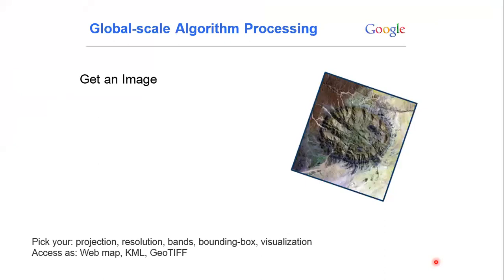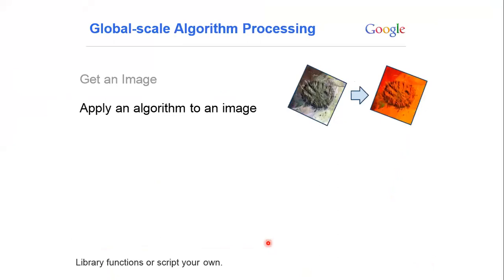So first of all, what you can do with the help of Google Earth Engine: you can simply get an image in the format of a web map, KML, and GeoTIFF. You can pick your projection, your resolution, particular bands, bounding box, visualization, and after getting an image, you can apply a small algorithm if you want to.